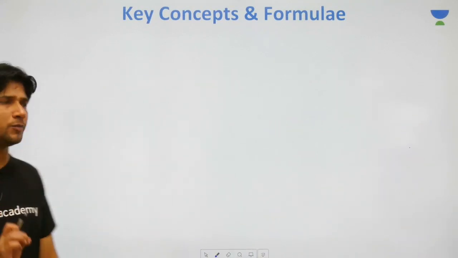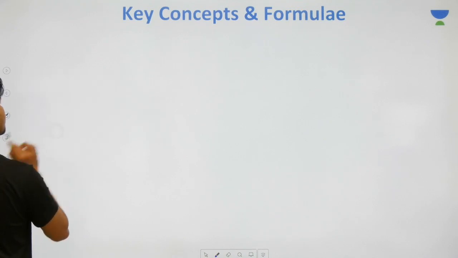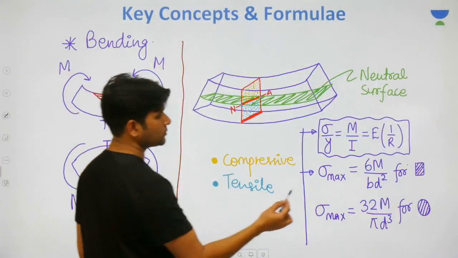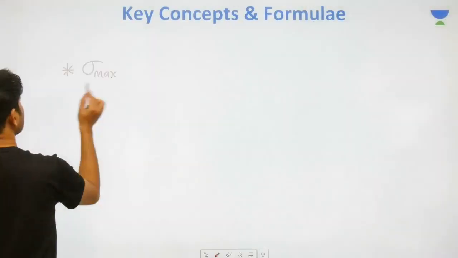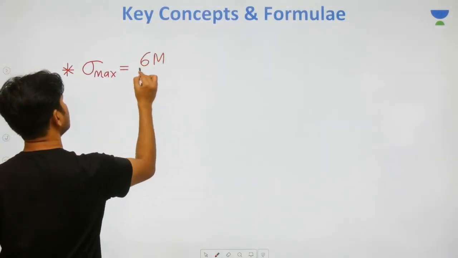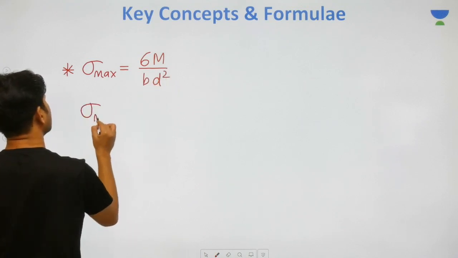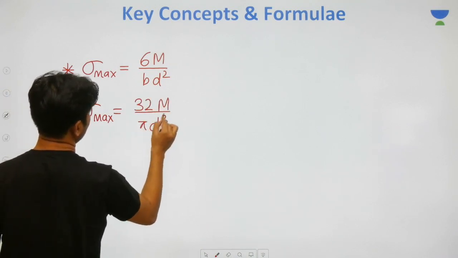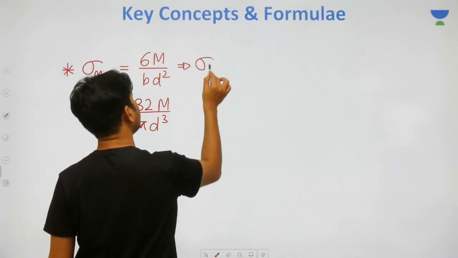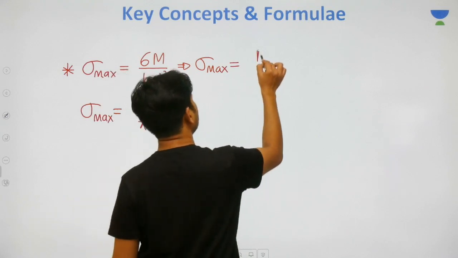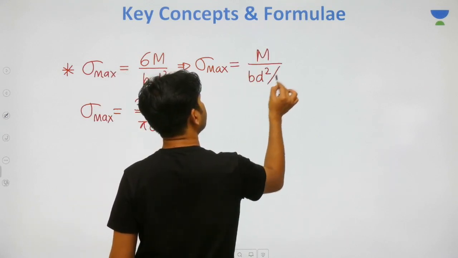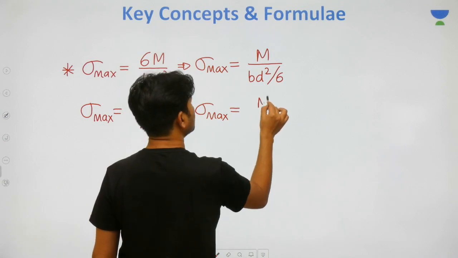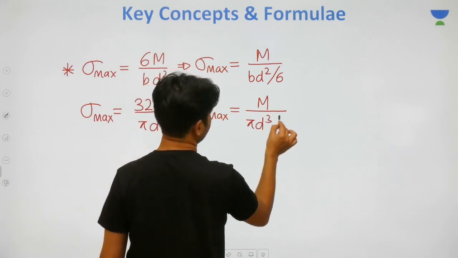Guys, there is just one more thing that you need to understand with respect to the maximum values. If you recall the maximum values I just told you for rectangular section and circular section: for rectangular section the maximum value is 6M by bd square, and for circular section it is 32M by pi d cube. I can rearrange these sigma max values to be visible something like this.